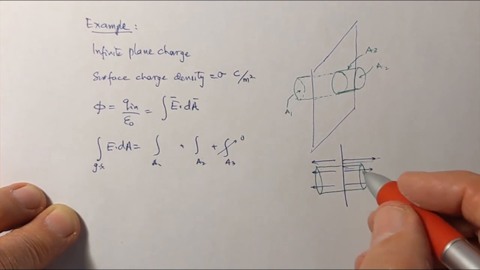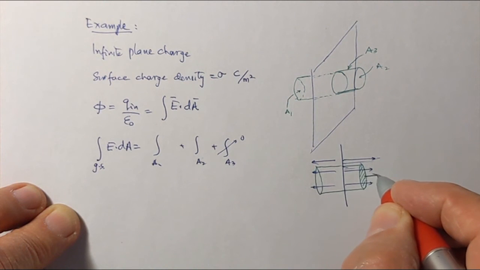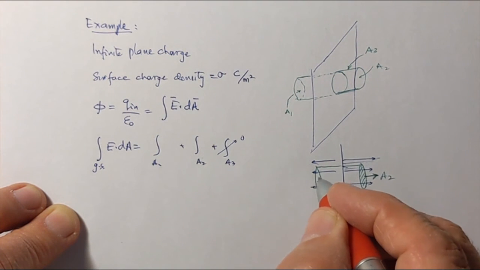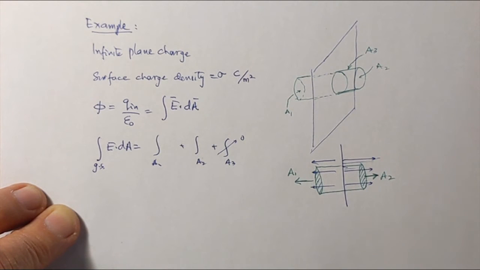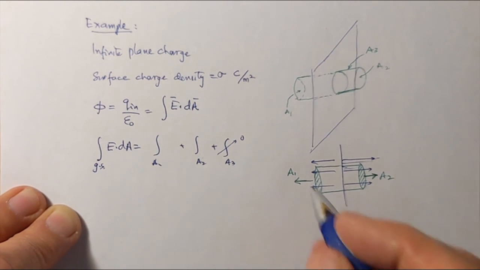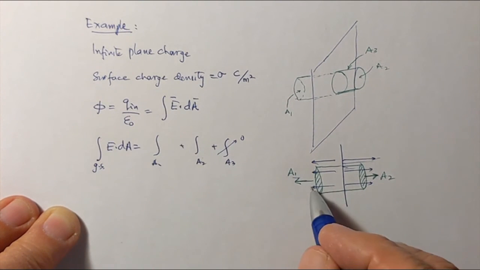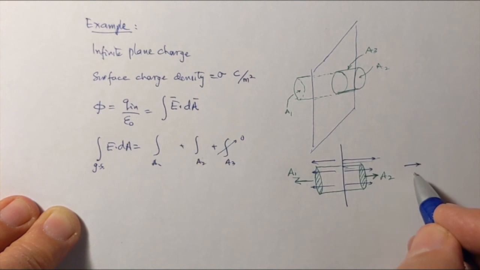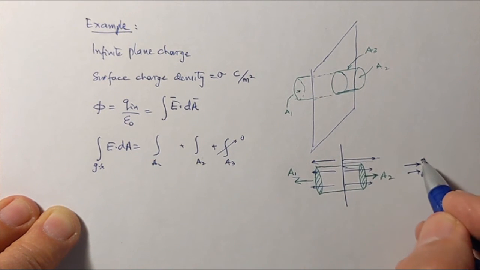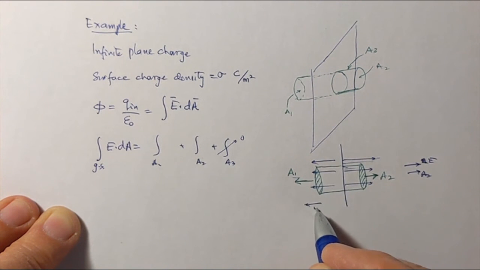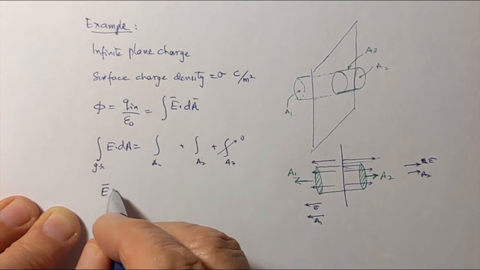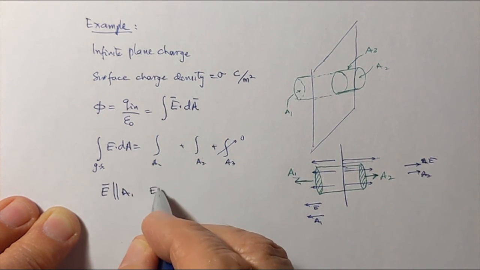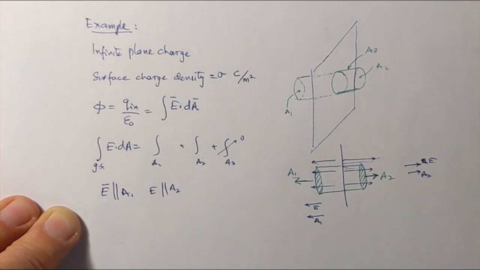So A2 is pointing this way, and A1, which is this area, is pointing this way. The area is always pointing outward from the volume, and the electric field is also pointing this way. So for both A1 and A2, the E and the A are in the same direction. Same here, the E is this way and A1 is this way. So in both cases, theta is 0. So the angle between E and A, E is parallel to A1 and E is parallel to A2 on both sides. So theta is 0.